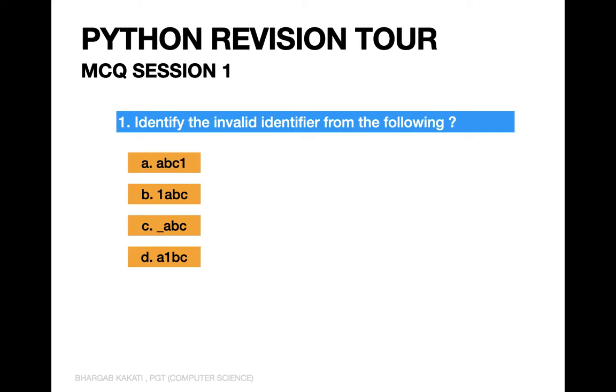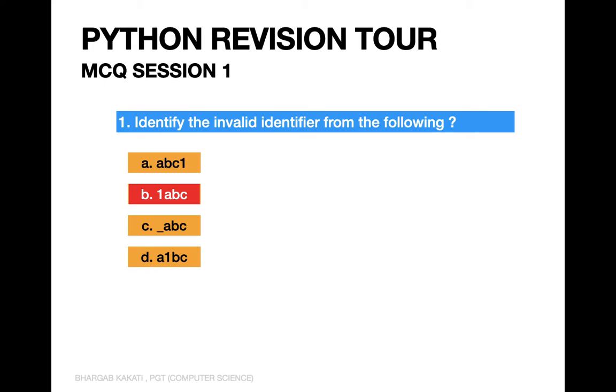Now, what is the meaning of the word identifier? Identifier is the name given to different variables in a program, and there are certain rules for naming the identifiers. You have to identify which is the invalid identifier from the following, so keep your guesses with you, and the correct answer is 1ABC. So 1ABC is the invalid identifier from the following options.